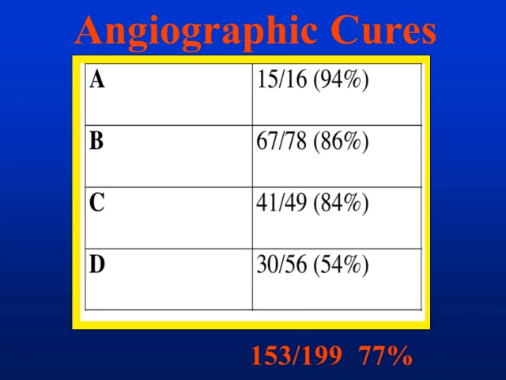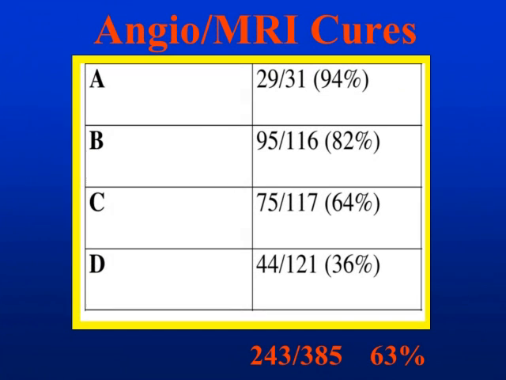If we look at the angiographic cure rate for the entire series, you can see that the cure rate is very high. It's above 80% with one treatment for the A, B, and C, but it drops off to about 50% for the D group. So the overall cure rate for one treatment measured by angiography is 77%. If you look at angio-MR cure rates, the results are a little different, and this is important.